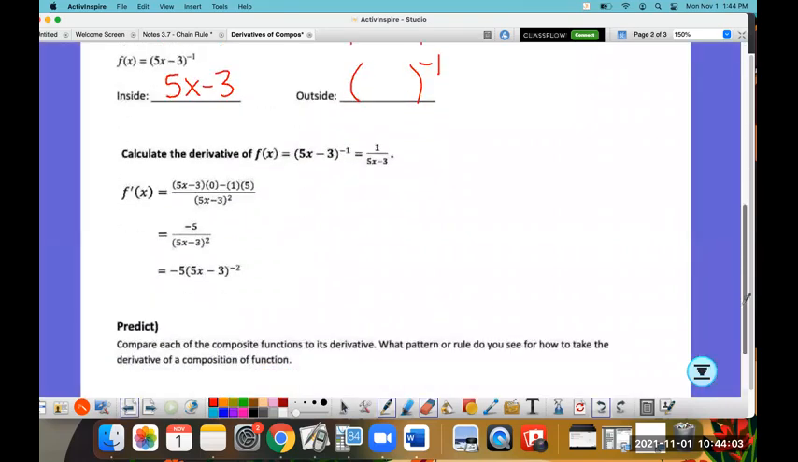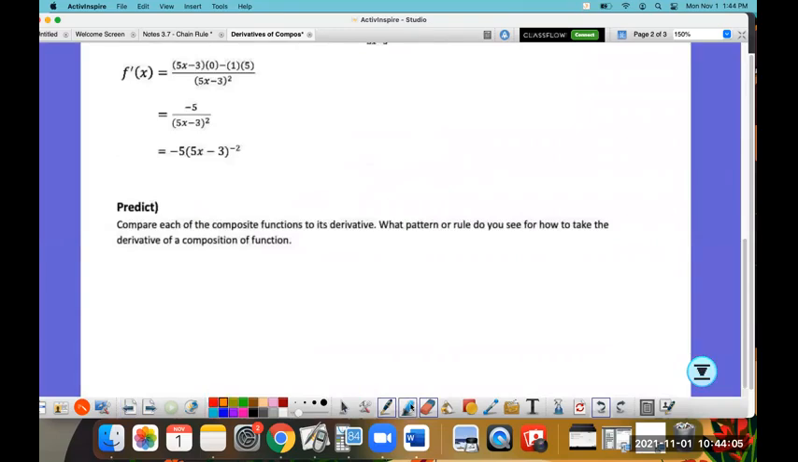What I would like you guys to do now is the prediction. This is going to take you guys a few minutes maybe. I want you to look at each of the composite functions, like the original function itself, and compare it to the final simplified derivative. I want you to write down any patterns you see if you can come up with a general rule. Maybe even if you guys use the word outside and inside, since I use that everywhere up there, that might be helpful too. Tell me what you notice.